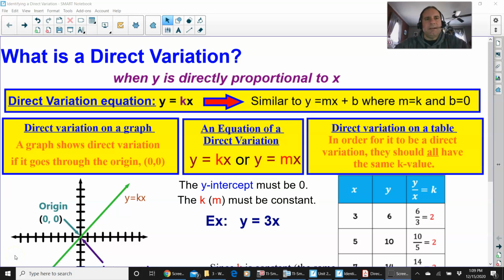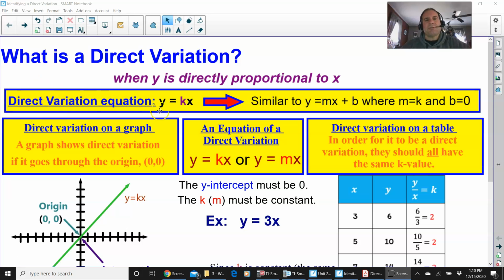Hello everyone. In this video we are going to explore direct variations. So I'm going to start you off with the question, what is a direct variation? Direct variation is when y is directly proportional to x. A lot of words, but let's see what that means.